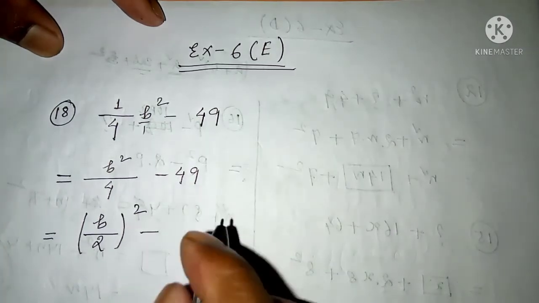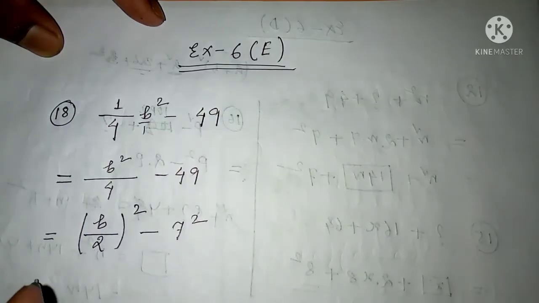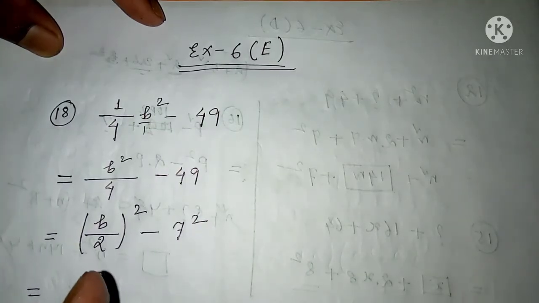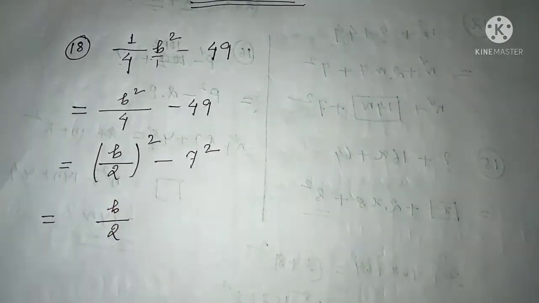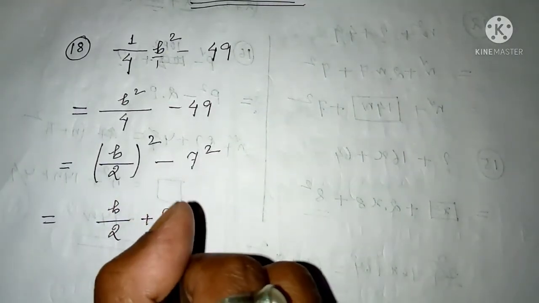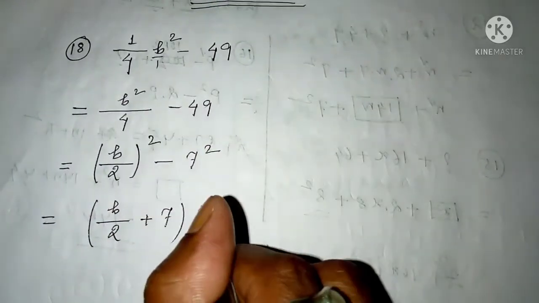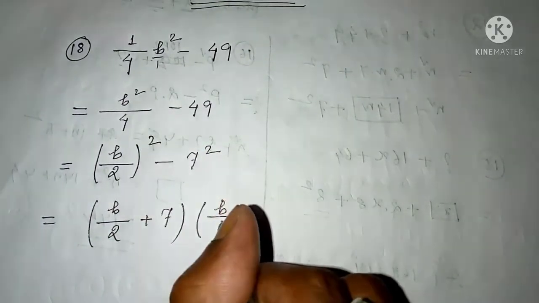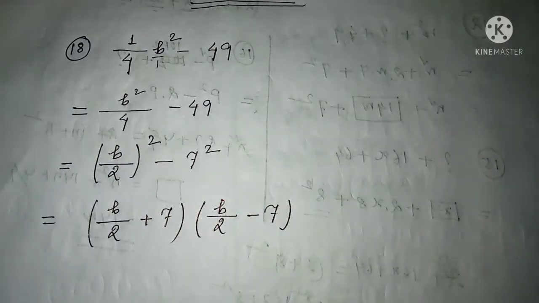Okay, now see, 49 means that is your 7 square. Then you write here, okay, your first term plus second term, that is your b by 2 plus 7. Again first term minus second term, that is your b by 2 minus 7. So this is our answer to the 18th number question.